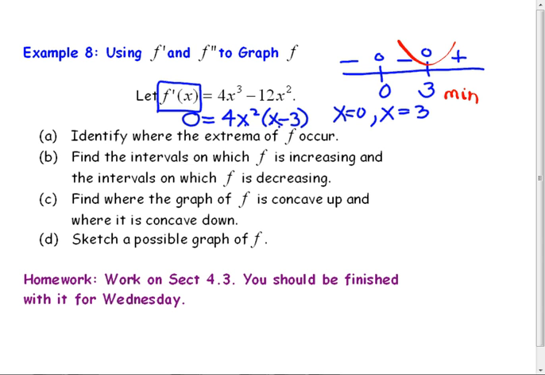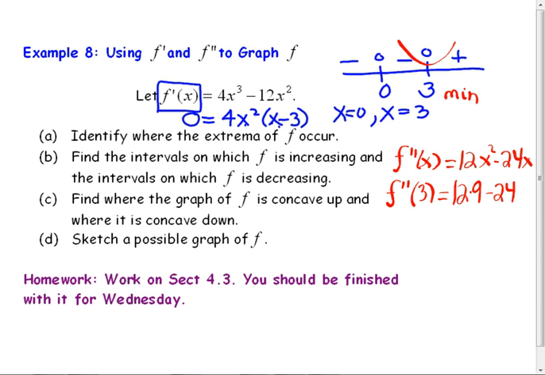Let's find f double prime of x. Now do the original one, I don't want to use the multiplication rule. So what's that equal to? Derivative of 4x cubed is 12x squared minus 24x. Now I will evaluate f double prime of 3 there, and all I have to know is positive or negative. So it's 12 times 3 squared is 9, minus 24 times 3.